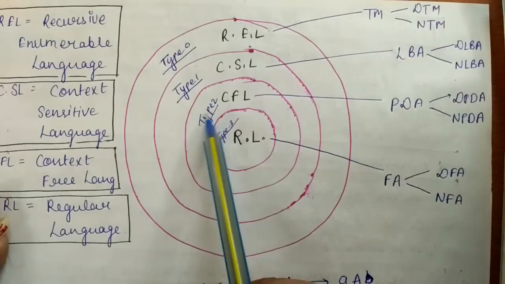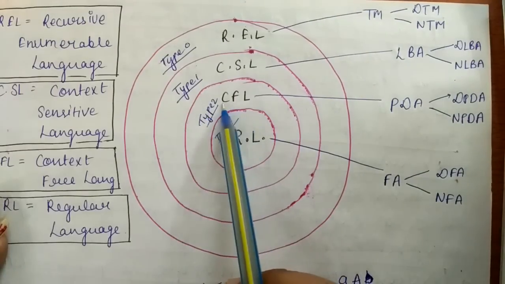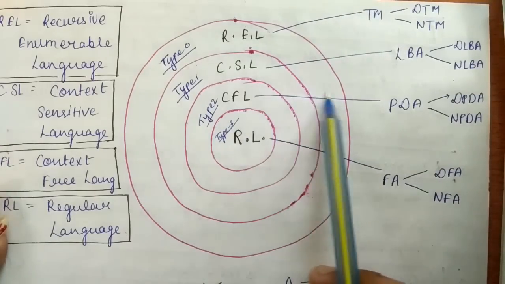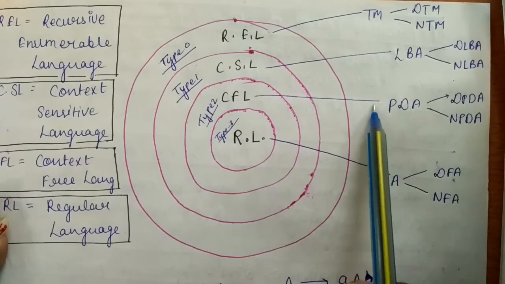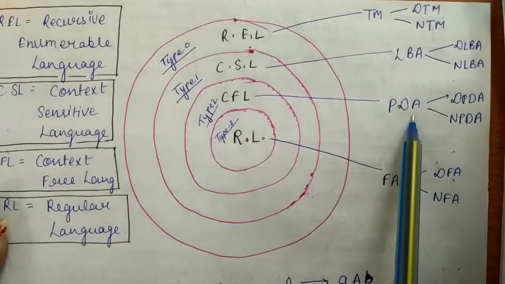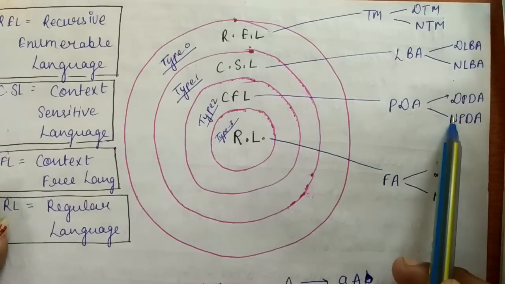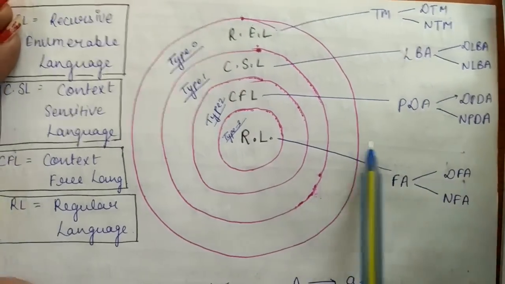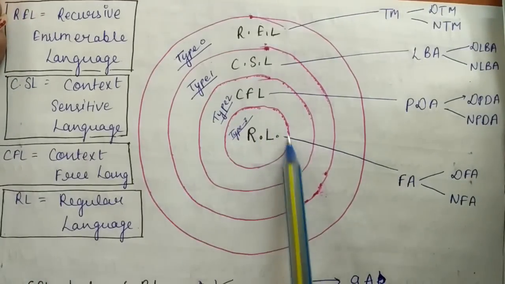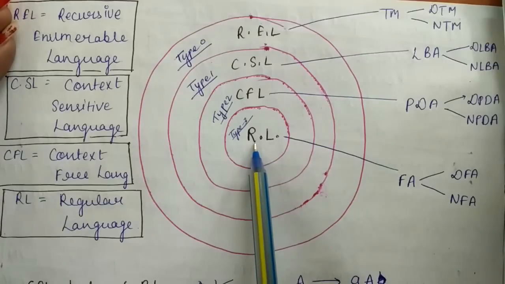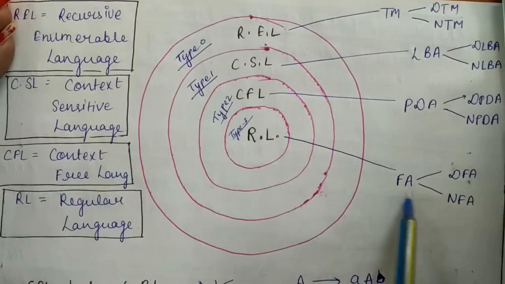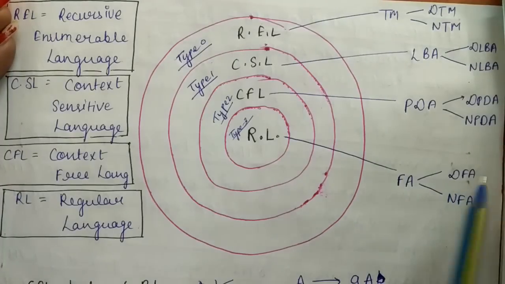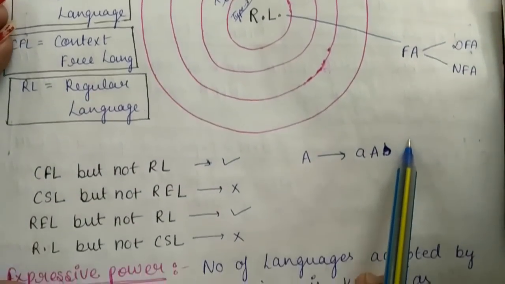Now type 2: for type 2 we have context free languages, and the machine which we design for CFL is known as PDA. PDA means push down automata, and we have two types of push down automata: deterministic push down automata and non-deterministic push down automata. For type 3 we always have regular language, and we design finite automata which can be classified into two types: deterministic finite automata and non-deterministic finite automata.